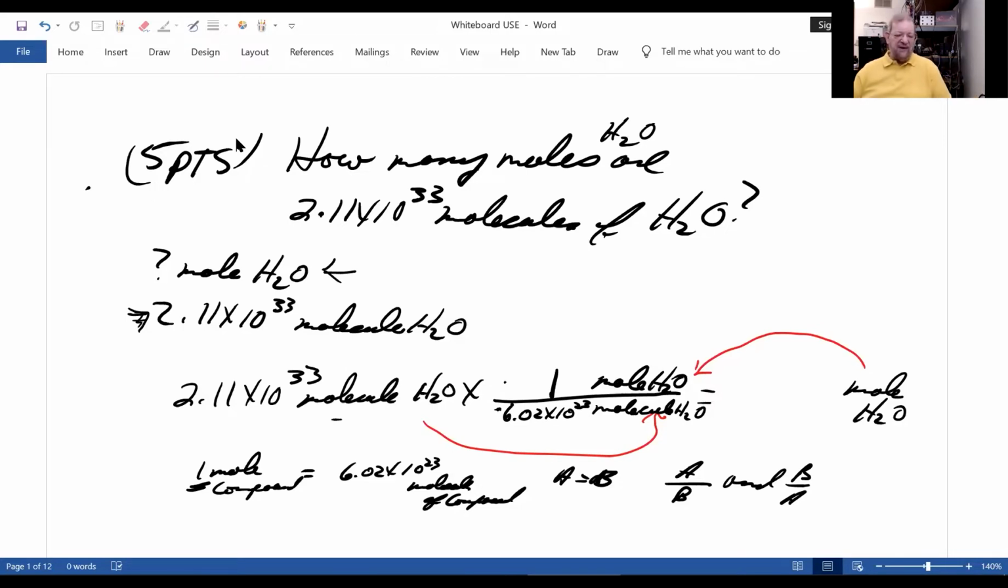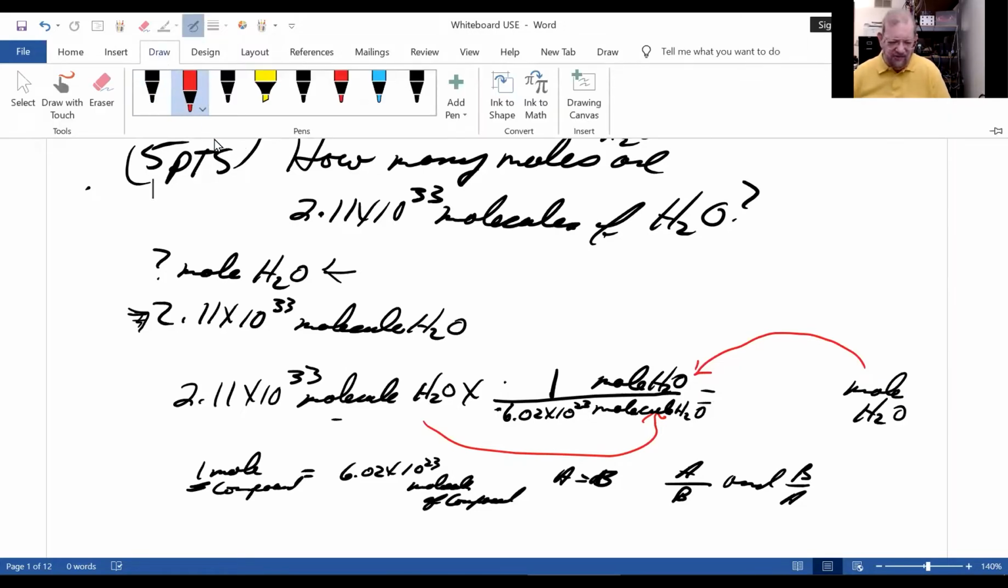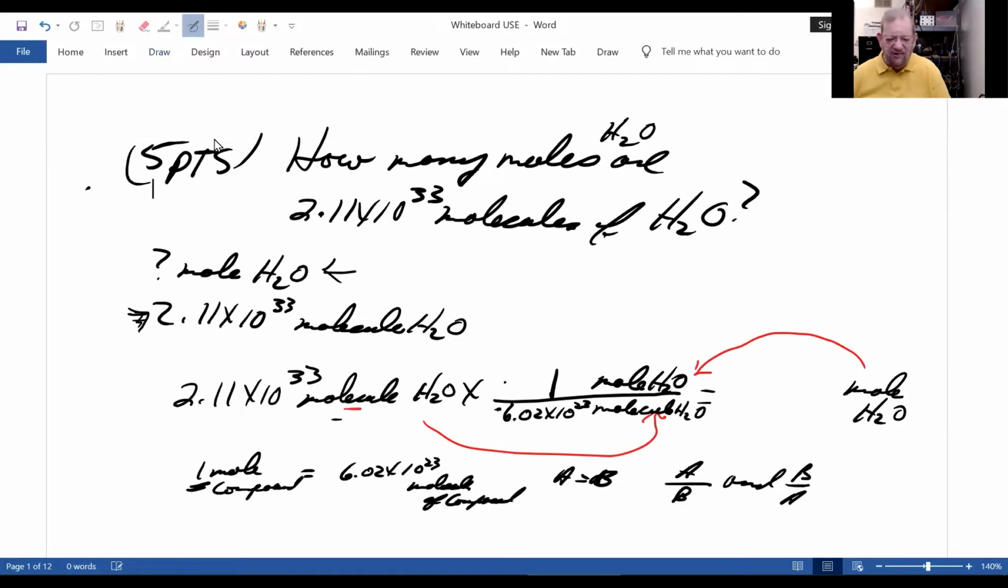Now, before I pick up my calculator, and in your case, you pick up your calculator, what am I going to do? Use unit analysis again. Notice molecules are divided by molecules, and anything divided by itself equals number one, which means it's canceled out. And this cancels out. What am I left with? The units I want. And now I feel confident that if I go to my calculator, I'll get the right answer.